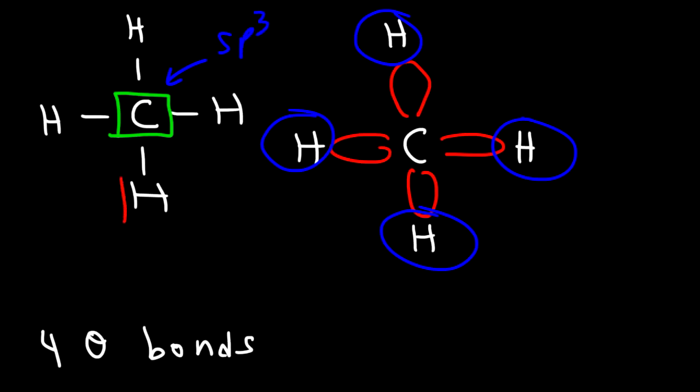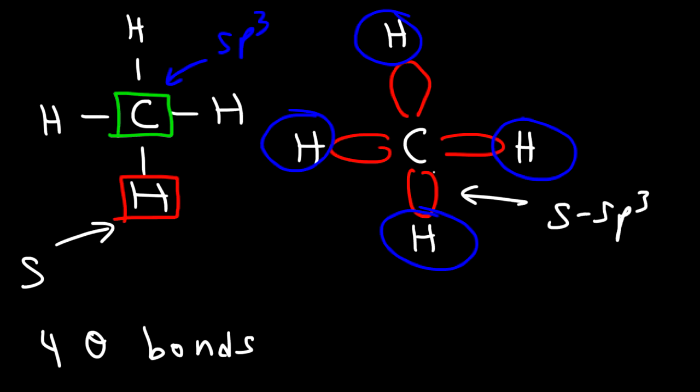Now, how can we describe the hydrogen orbital? We can say it's simply s. And so if we want to describe the bond that connects carbon and hydrogen, we could say it's a hybrid of s and sp3. Those orbitals in red are sp3 hybridized, and hydrogen is simply an s orbital. So when you mix an s orbital with an sp3 orbital, you could say it's a hybrid of s sp3. So that's how you could describe the hybridization of the bond.